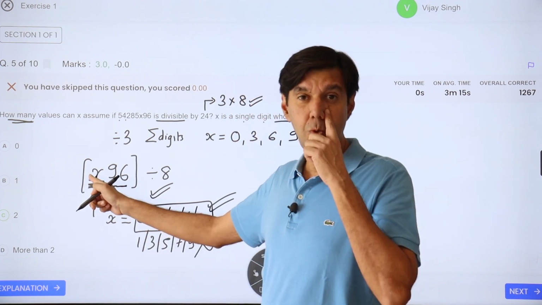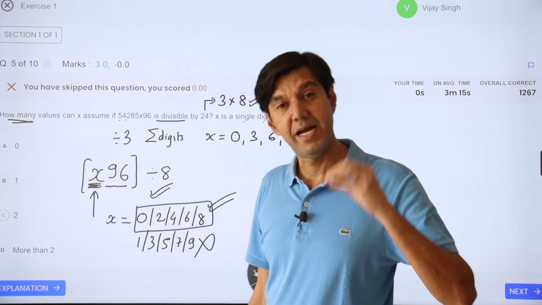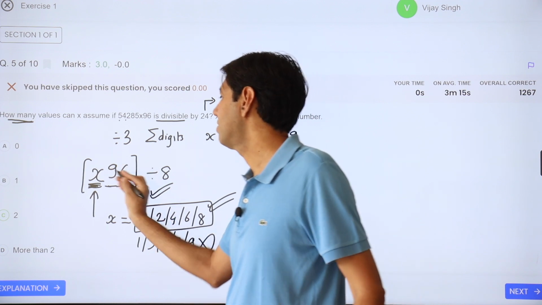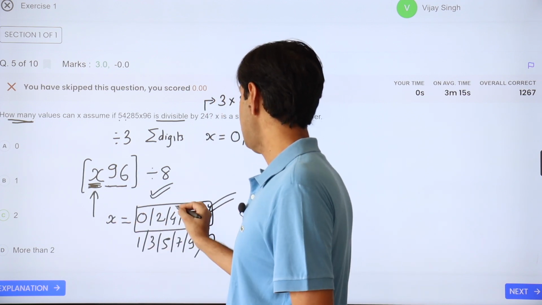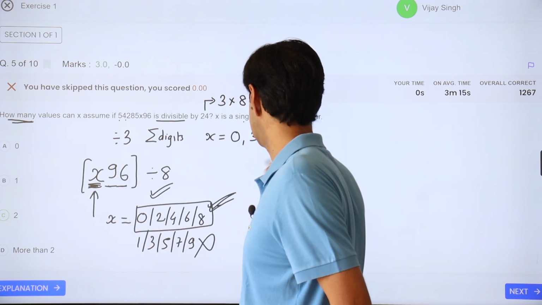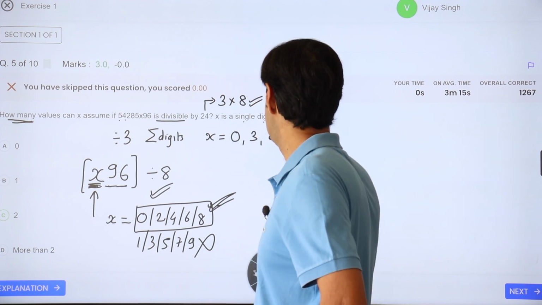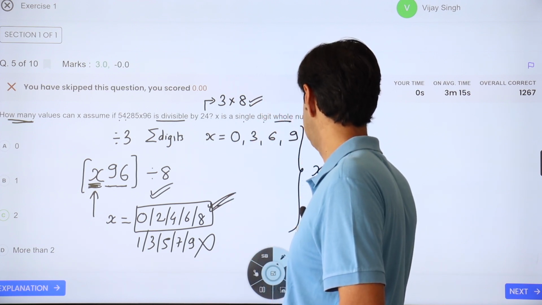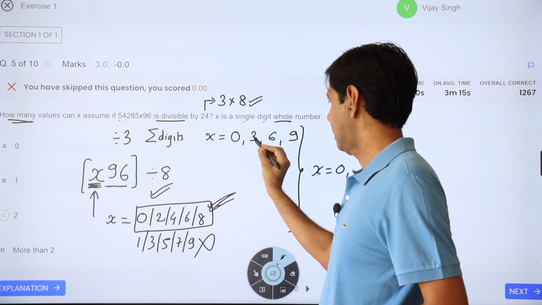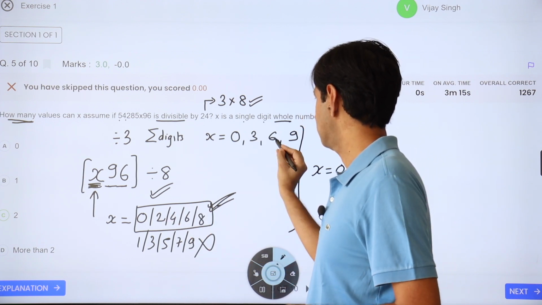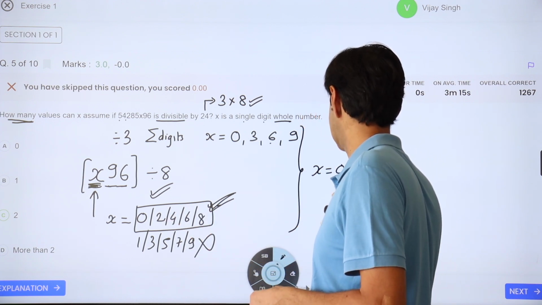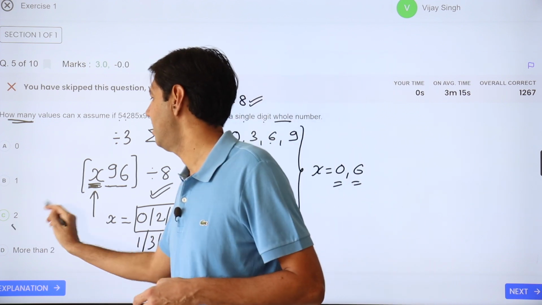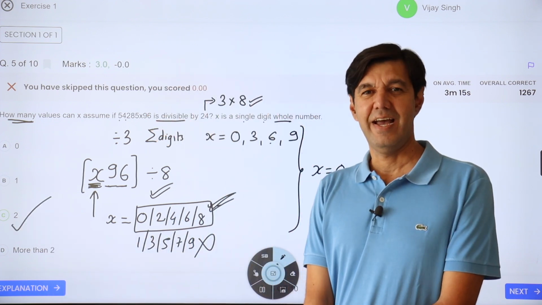You can put a 296 and check divisibility by 8. It will be divisible. Put a 4, it will be. So x could be anything out of 2, 4, 6, 8. So if I club these two, then for satisfying both the conditions, x could be 0, or it can't be 3, it is not present here, and so on. So 0 or 6. These are the only two values that X can assume.